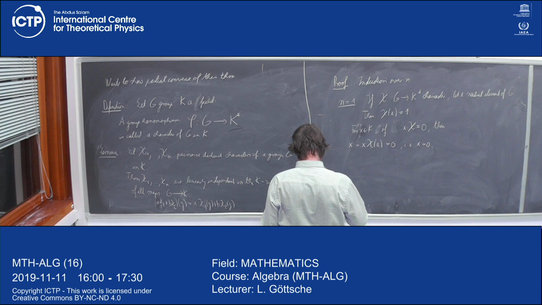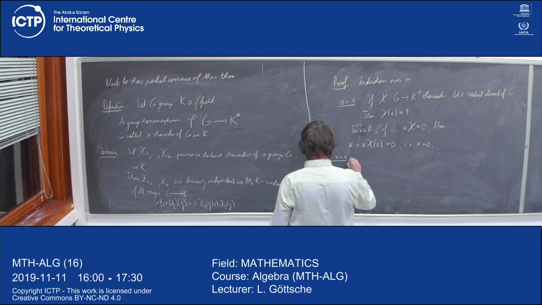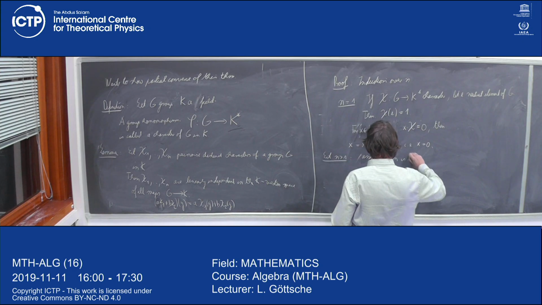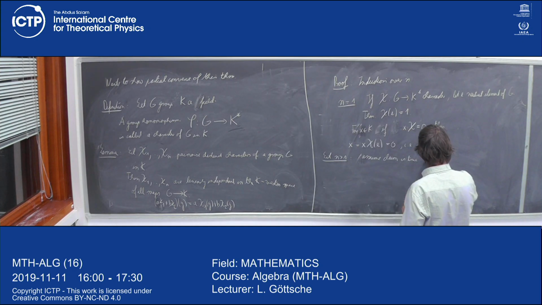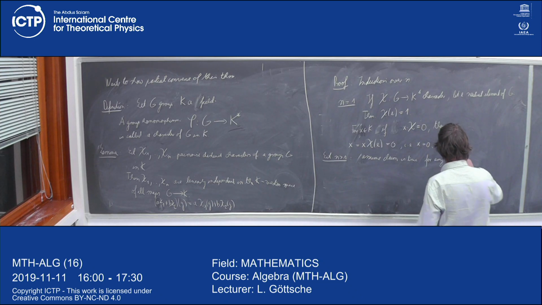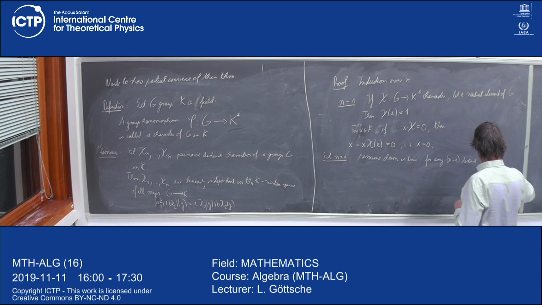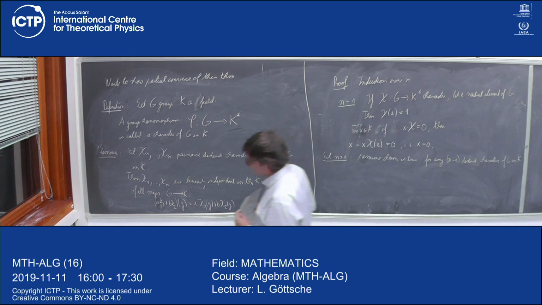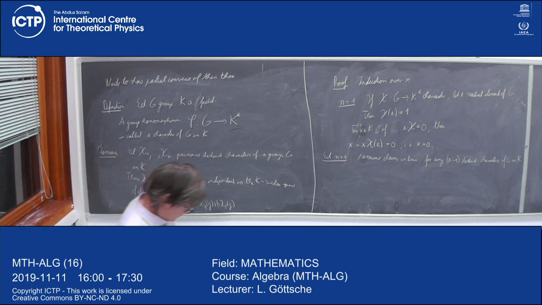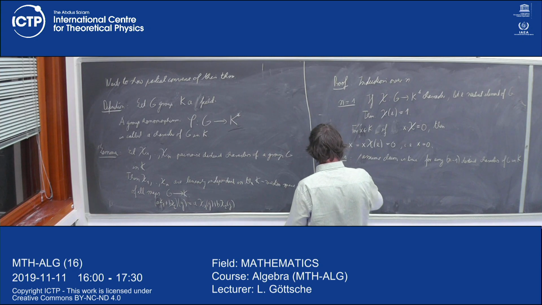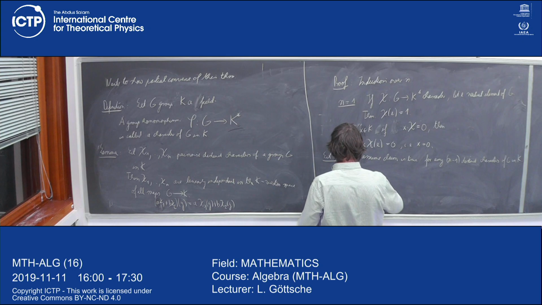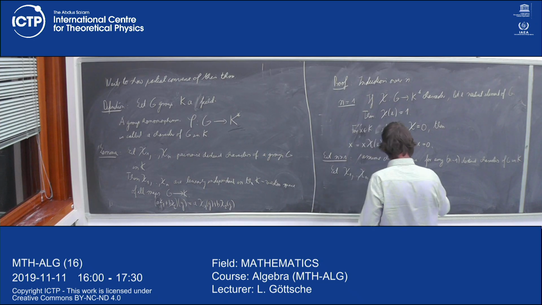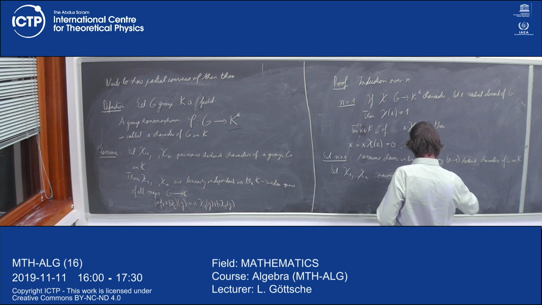Okay, now let's do the induction step. Assume the claim is true for any n-1 distinct characters of G in K. Now we want to show it also holds for n of them. So let's assume we are given these n characters, chi1 to chi-n, pairwise distinct characters of G in K, just to be sure.